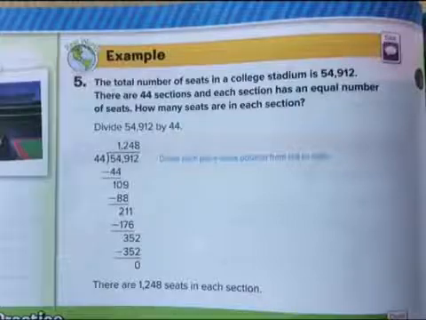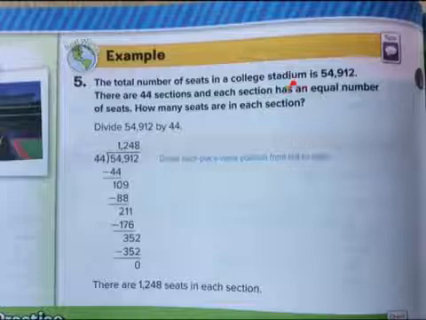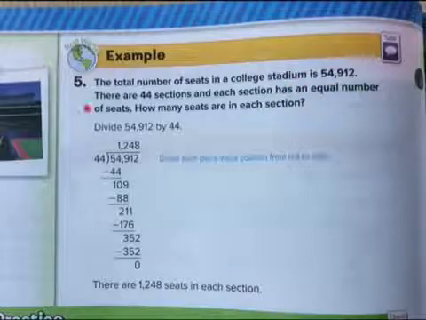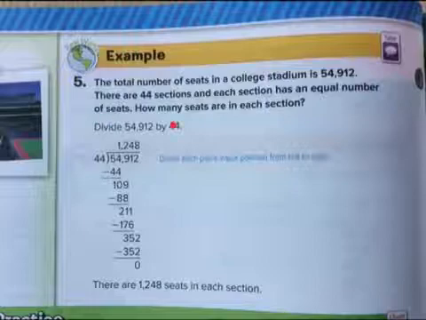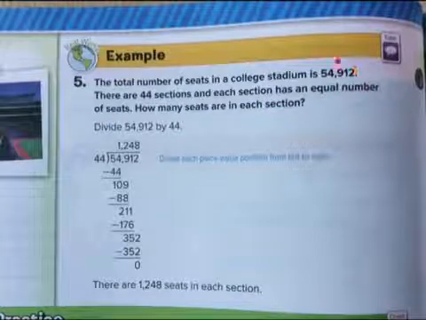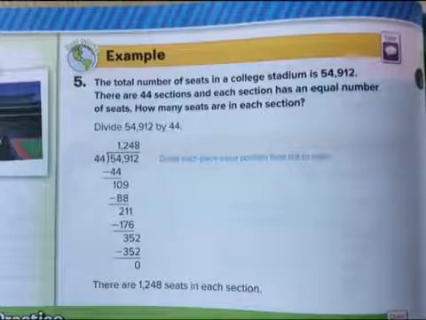Okay, please take a look at question 5. The total number of seats in a college stadium is 54,912. There are 44 sections, and each section has an equal number of seats. How many seats are in each section? So clearly you're going to take the number of seats divided by the number of sections, and that's going to tell you how many seats are in each section, right?